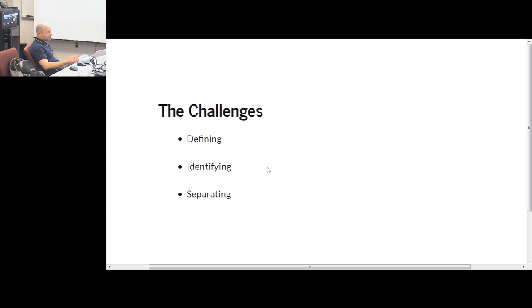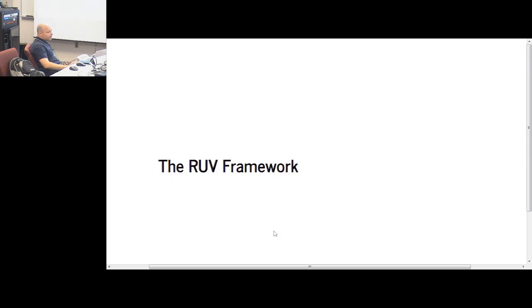In addition, I haven't elaborated on these too much, but once we've defined and identified our unwanted variation, we still need some sort of statistical method for actually separating them out. And at the end of the day, we also need methods to validate our analysis. I'm not going to go into too much detail on those, but just thought I'd flag it. Okay.